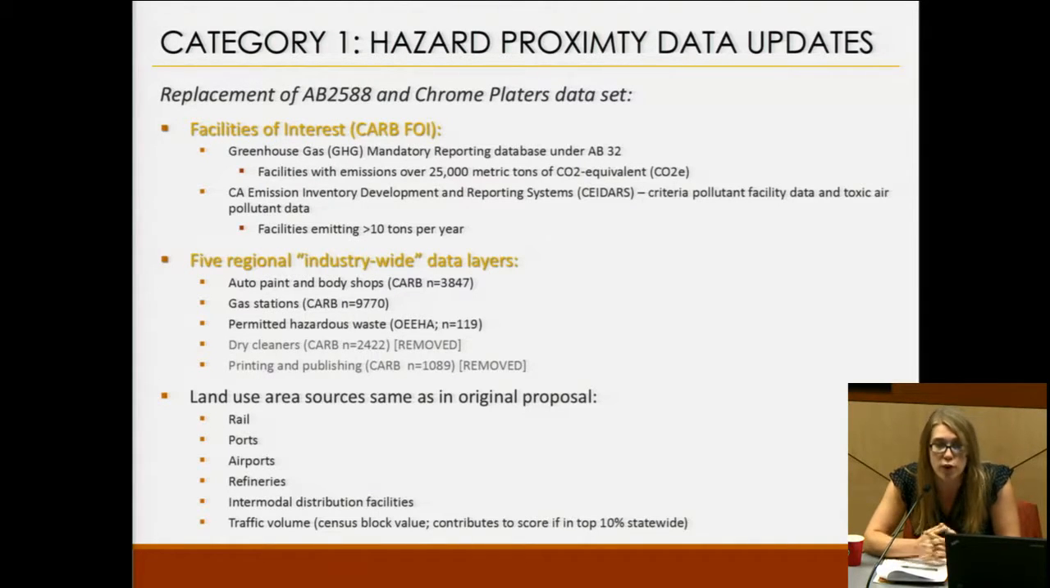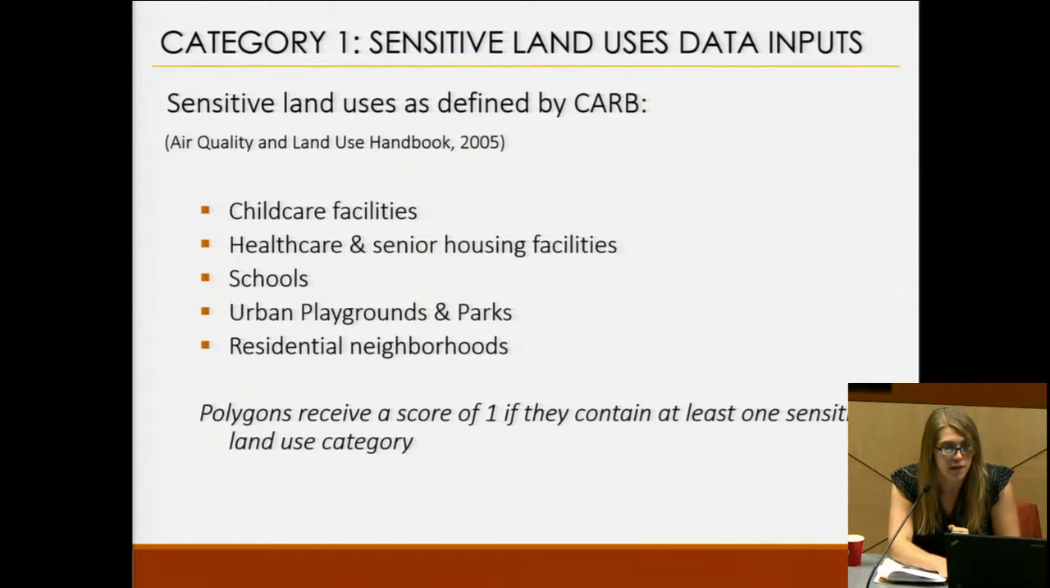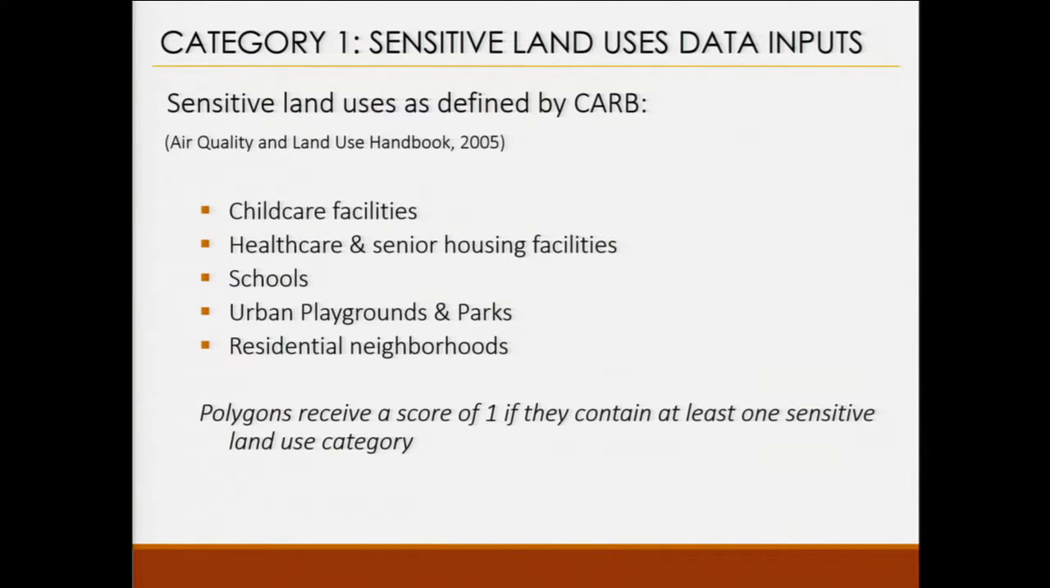So this is looking at rail facilities, ports, airports, refineries, intermodals, and also a metric looking at traffic volume. And then we also are looking at sensitive land uses as well, as defined by CARB, since we know that there are certain populations that are more vulnerable to exposure to hazardous sites. So this is child care facilities, healthcare and senior housing facilities, schools, playgrounds, and then residential neighborhoods.